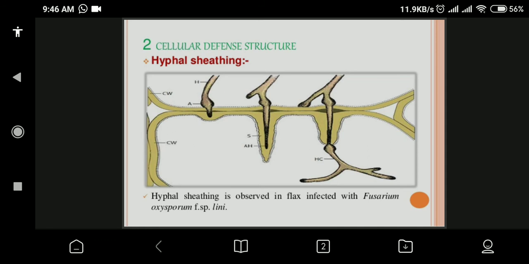So now we will study the cellular defense structures. This diagram is showing hyphal sheathing, which is observed in flax infected with Fusarium oxysporum.